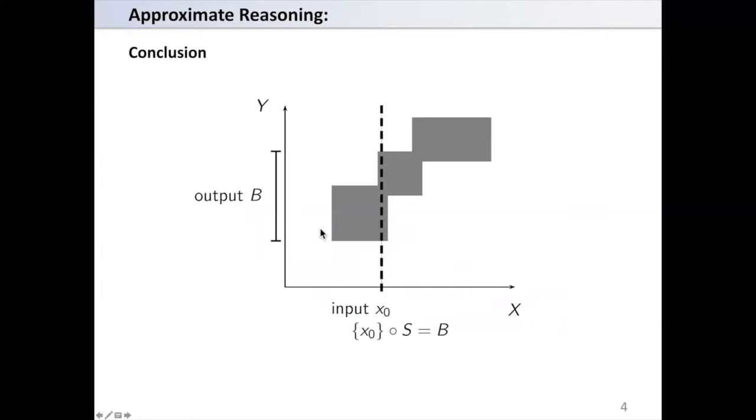To find the solution when the input is x0, this is the fact, we apply the composition of x0, this is the value of x, with the solution, and then we obtain a solution for the output value. So here this gray region corresponds to the possible values, and so the value of y can be a value in this interval.